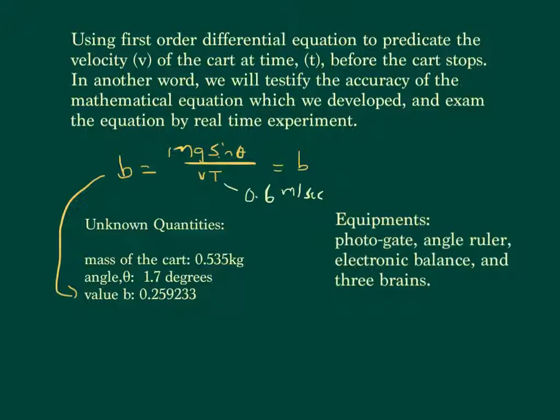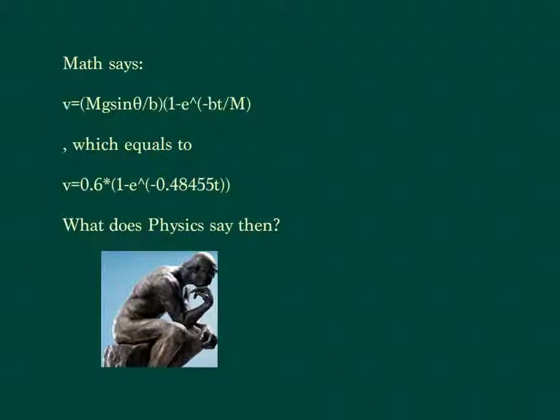Alright, so we plug the numbers into the function after measuring the mass of the cart, the angle of the ramp, and all the experimental values that we need. Then finally we find the value of b, which is around 0.259233. The equipment we used are photo gates, an angle ruler, an electronic balance, and 3 very smart brains. Now we can plug all the values of each variable into the function, which we get here. This is a velocity function in terms of t.